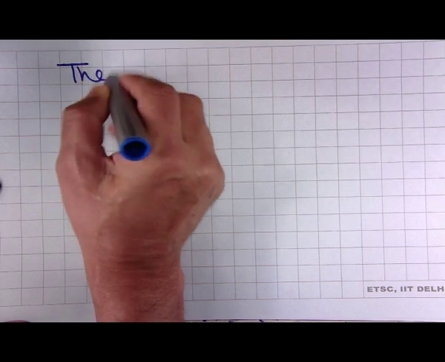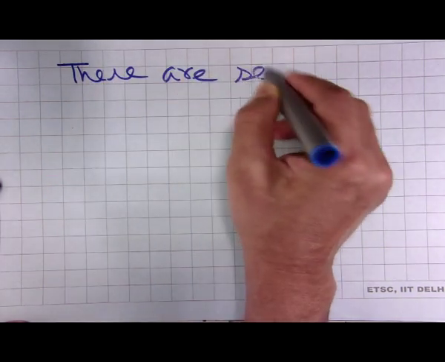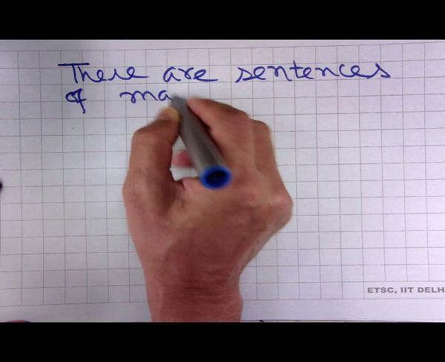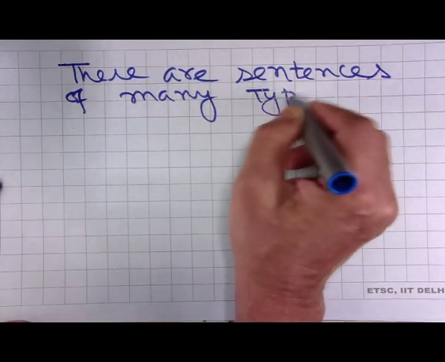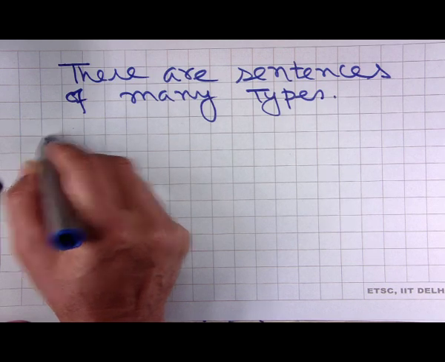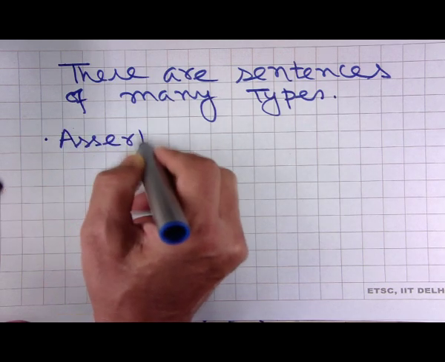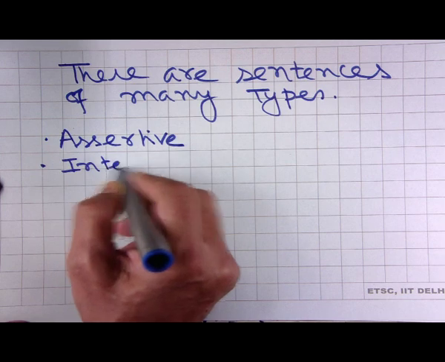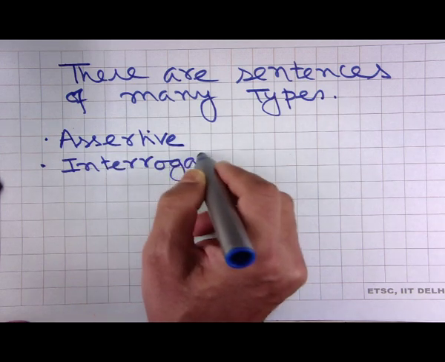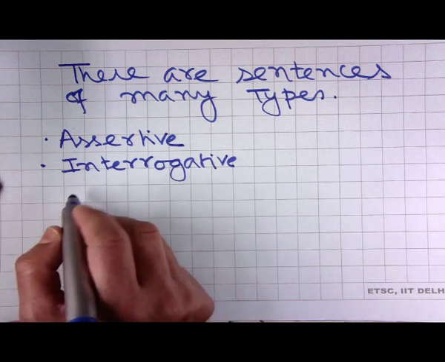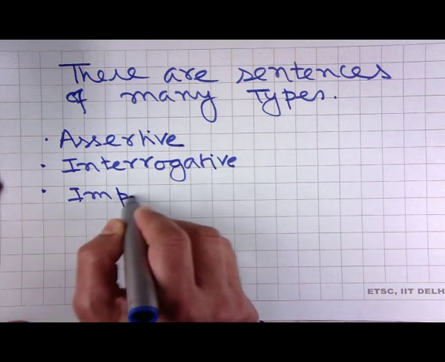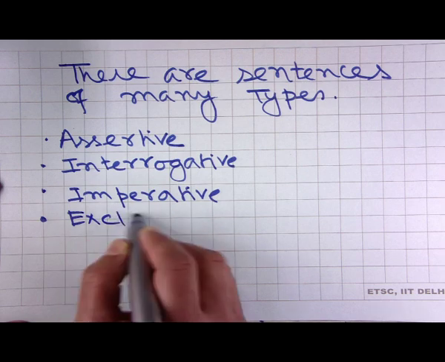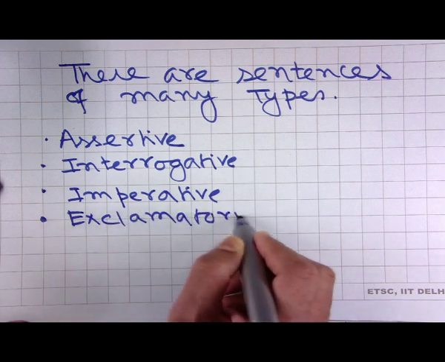In the first lecture, we discussed sentences with truth values. There are sentences of many types: assertive, interrogative, imperative, exclamatory, etc.